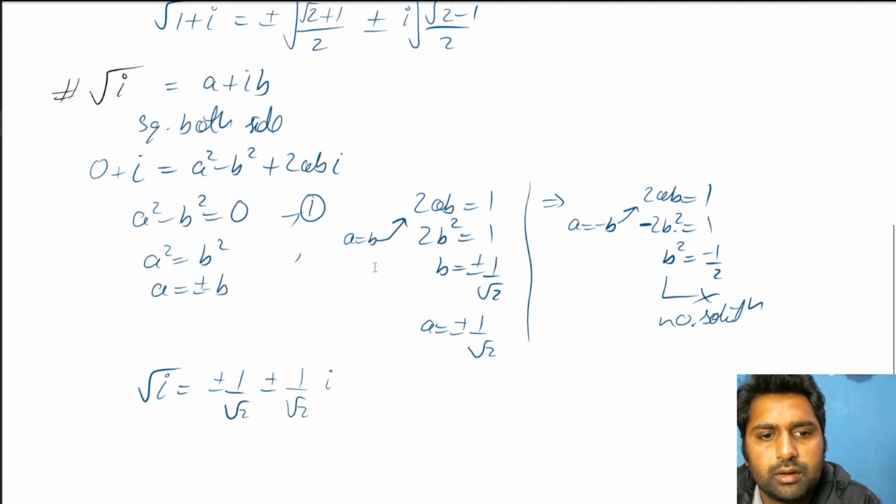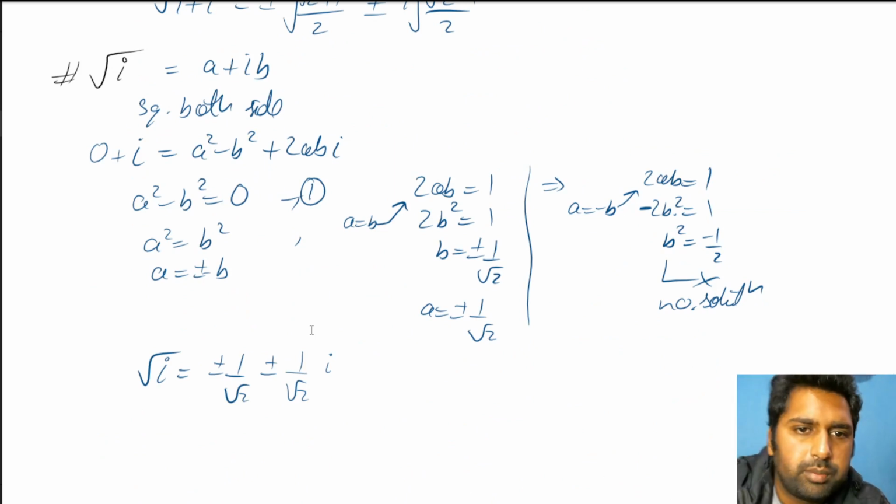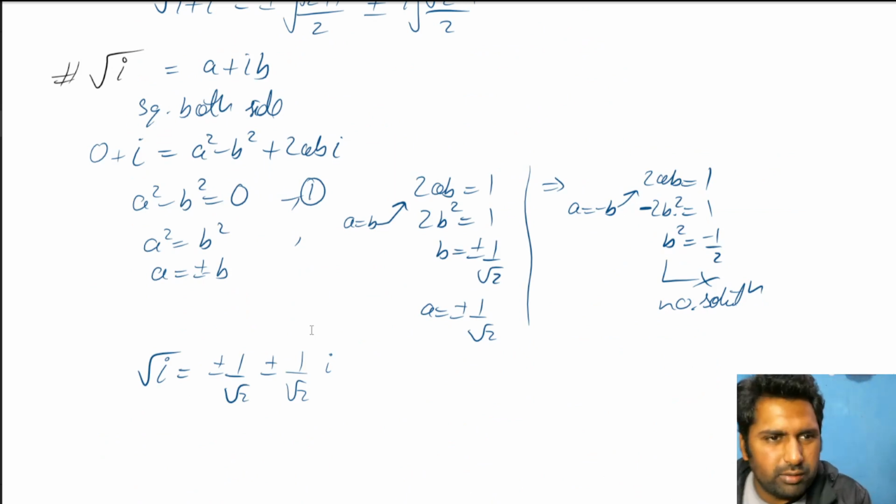Okay, this one was pretty much easy. Square root of i. All right, fine. All the properties are done. Polar form we have done, and now the square root of a complex number is also done. That pretty much takes care of this chapter.